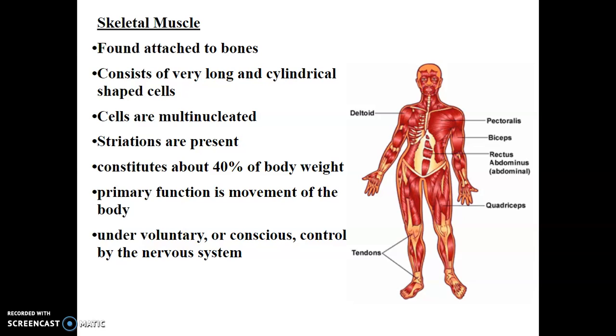Primary function is movement of the body. It also provides structure and framework for the body. It also produces heat as another function that we skip over because we're shortening up this unit. But it provides heat for the body. These are voluntary, unlike smooth and cardiac, which are involuntary. It means we can control them. We have complete control over them.